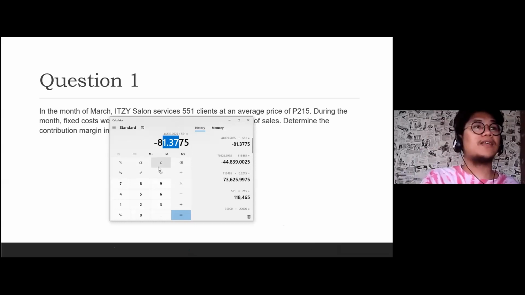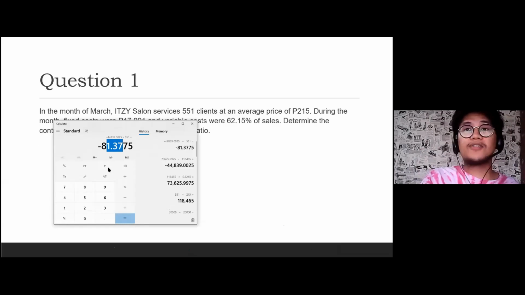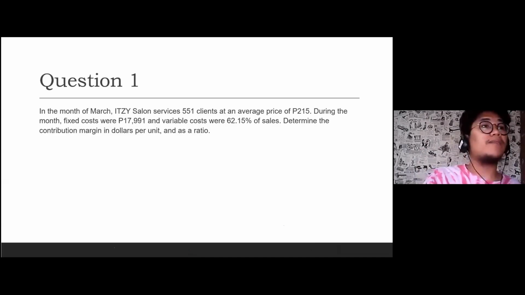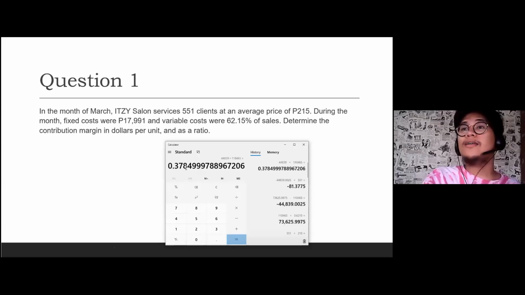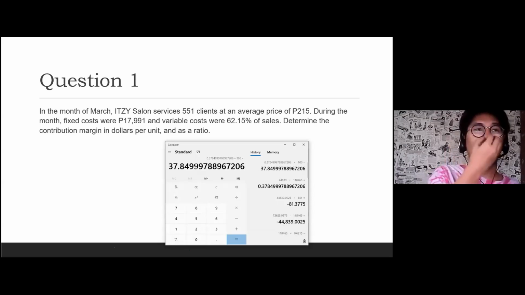Okay? So paano naman natin nakuha si contribution margin ratio? Si contribution margin ratio naman natin is na-obtain siya by dividing your contribution margin to the total sales, no? Kaya nakuha natin yung 37.85 here. Tama? Nakakasunod po ba?